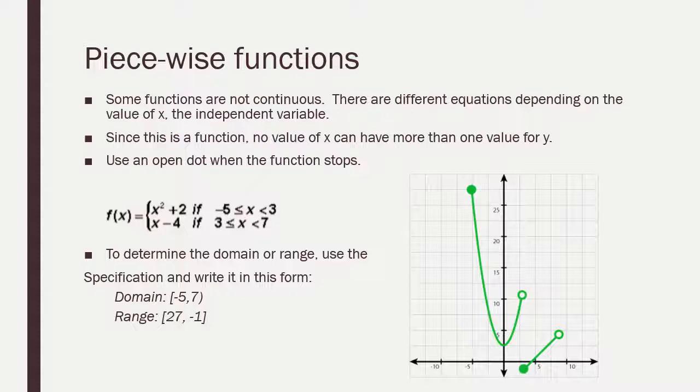Figuring out the range, you would have to figure out the values when x equals -5 and 7. And you can see that this is going all the way up to 27 up here at the top of the graph. And the lowest point would be where x equals 3 down here at -1.